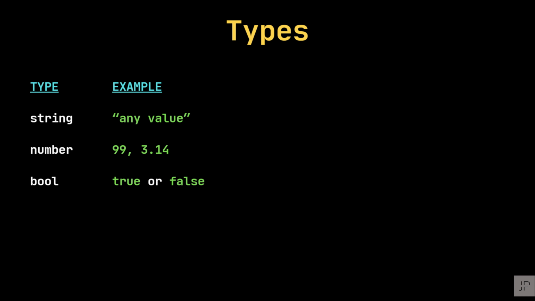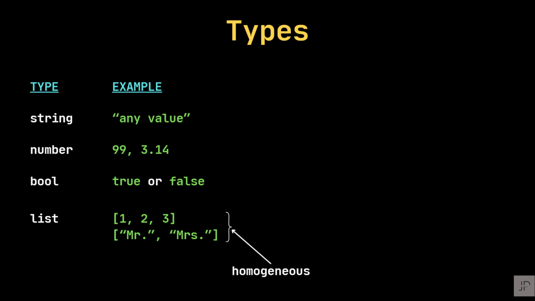The next is list. This is like arrays in C. One thing to note, lists are homogeneous, meaning they should have the same data type. The next is tuple. This is similar to lists, but it allows different data types, and so it's heterogeneous.